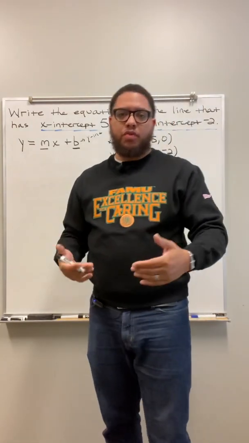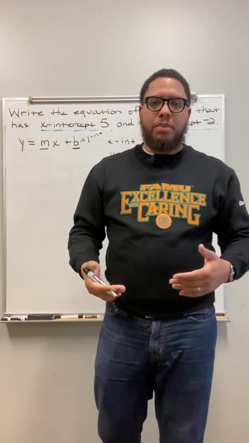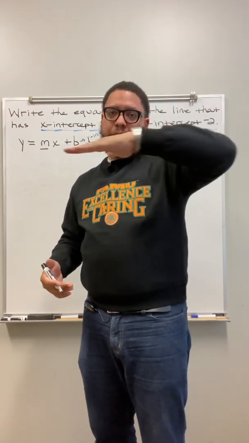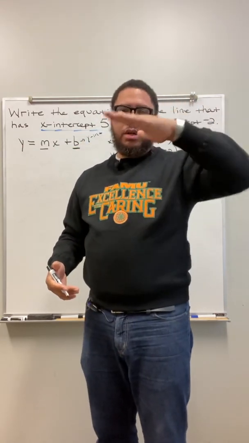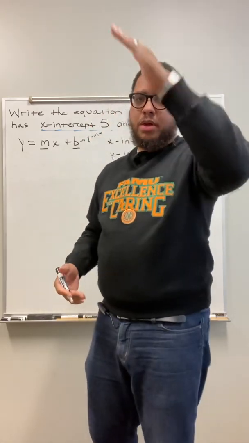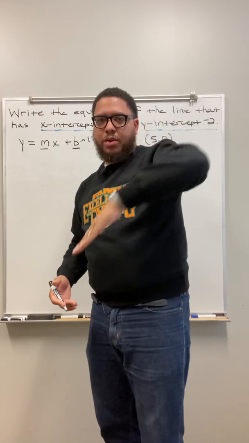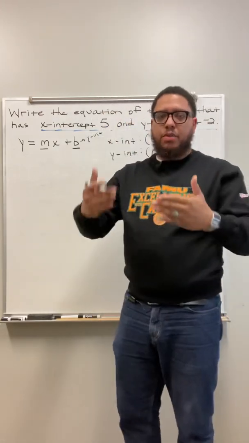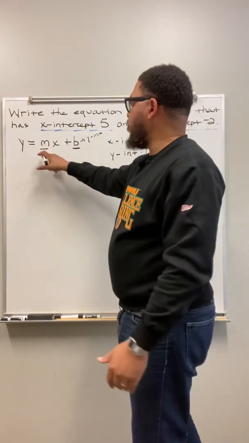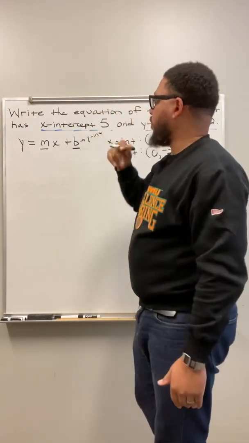It's the rate of change in a word problem, or it also measures how slanted or how flat the line is going to be, right? It also tells us if the line goes uphill or downhill, whether the slope is positive or negative. It does a lot of things. So the slope is also very important. We don't know the slope, so we're going to figure out the slope.